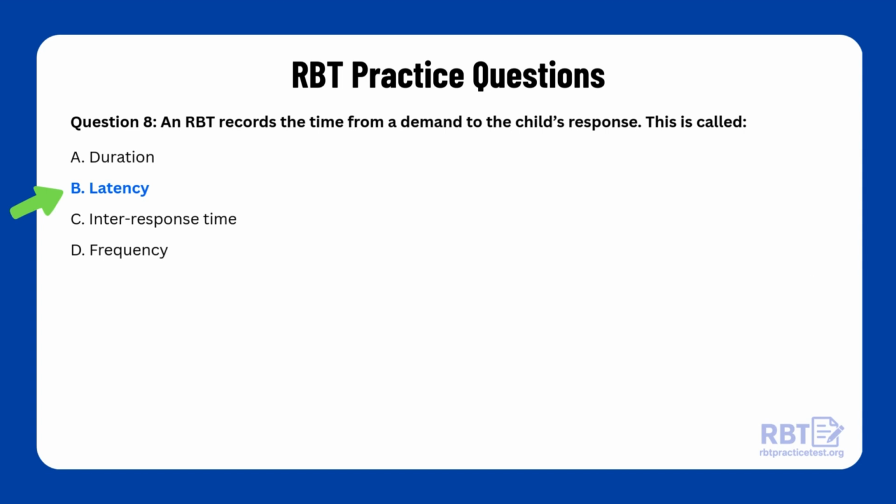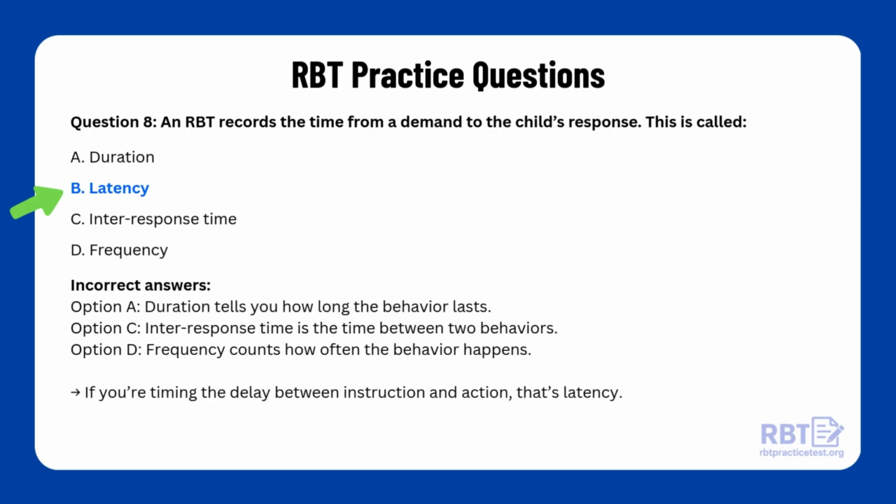Now for the wrong answers. A is duration, which tells you how long the behavior lasts. C. Inter-response time is the time between two behaviors. D is frequency, which just counts how often the behavior happens. The key takeaway from this question is, if you're timing the delay between instruction and action, that's latency.